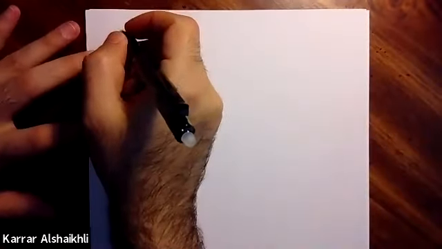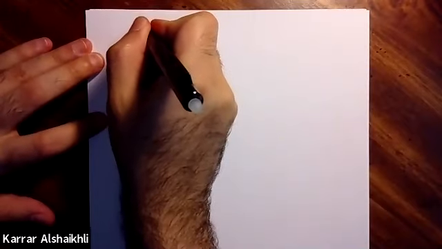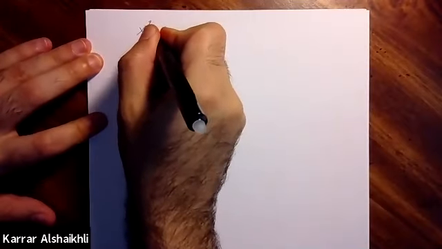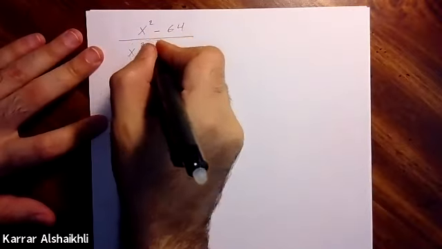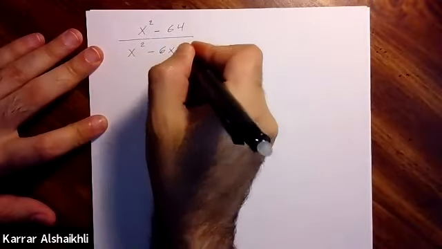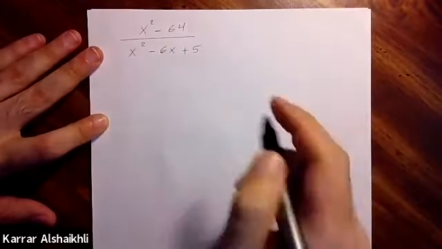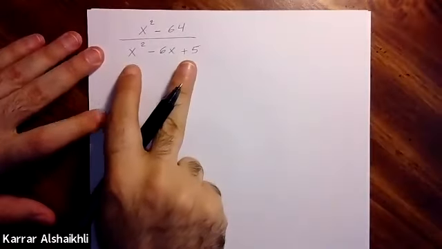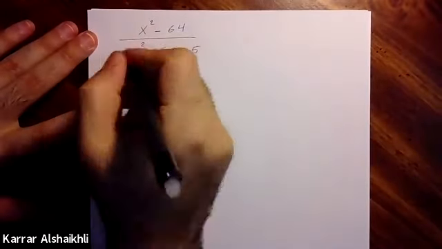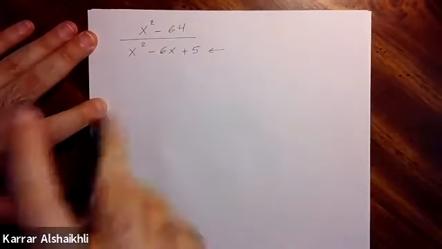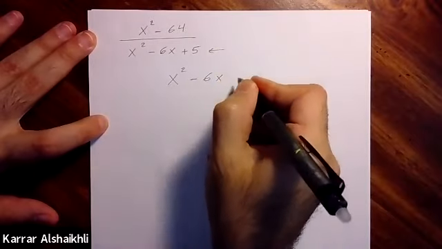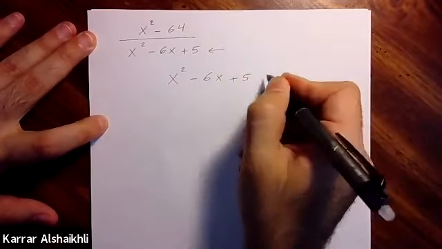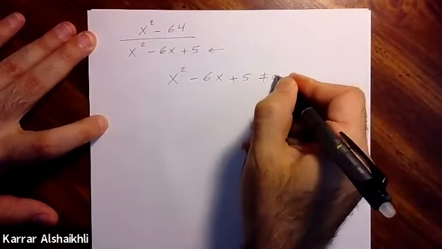Now we have x squared minus 64 over x squared minus 6x plus 5. When they ask you to find the domain, I'm just going to care about the bottom part here. So I'm going to use this part. Let's write down this part here: x squared minus 6x plus 5, not equal to 0.